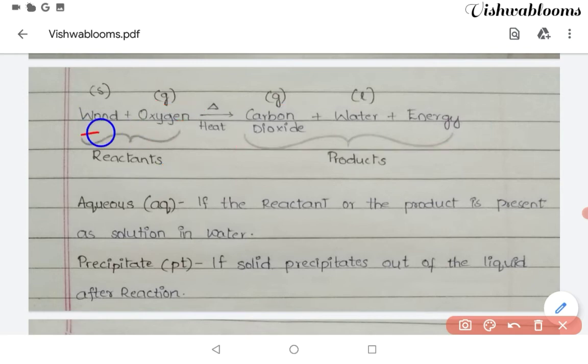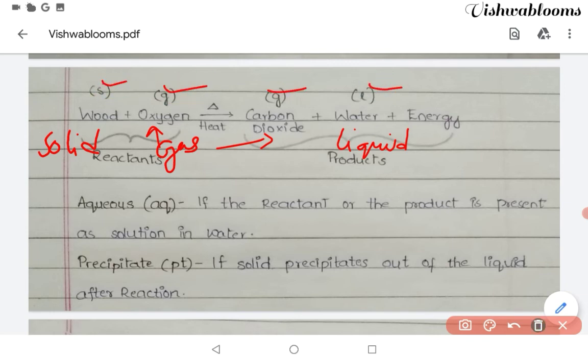Now, what is wood actually? It is a solid, you know that, but in order to specify that, you just write S in brackets, as shown here. And what is oxygen? It is a gas. You write g in brackets, small g. Carbon dioxide is also a gas. These both are gases, so small g will be used. Now water is in liquid form, so in brackets you just write small l. So that is what you're going to mention. That is clear to you.